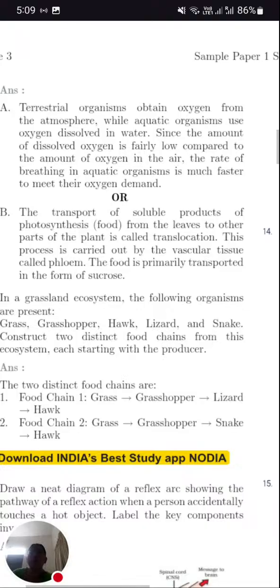The second question, the transportation one. Transport of the soluble product of photosynthesis, that is photosynthetic food, from leaves to the other parts of the plant is called translocation. This process is carried out by the vascular tissue called phloem. Food is primarily transported in the form of sucrose. If you recall, related to sucrose we have one more question: pollen grains attract insects. Why do the insects get attracted towards the pollen grains? The reason is pollen grains contain more sucrose. To get the sucrose, insects get attracted towards pollen grains.